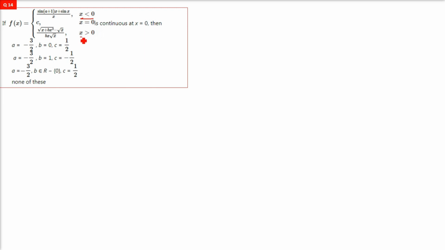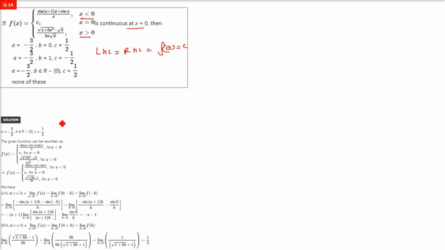It is x less than 0, x greater than 0. So you have two expressions for less than 0 and greater than 0. And when x is equal to 0, you already have c. So left hand limit, right hand limit you have to find out, and you have to equate it with f(0). f(0) is what? c. So you will get a and b and c, but you will see that you will not get a value of b. You will just see. a and c you will get. For getting b, you have to apply a different tactic.